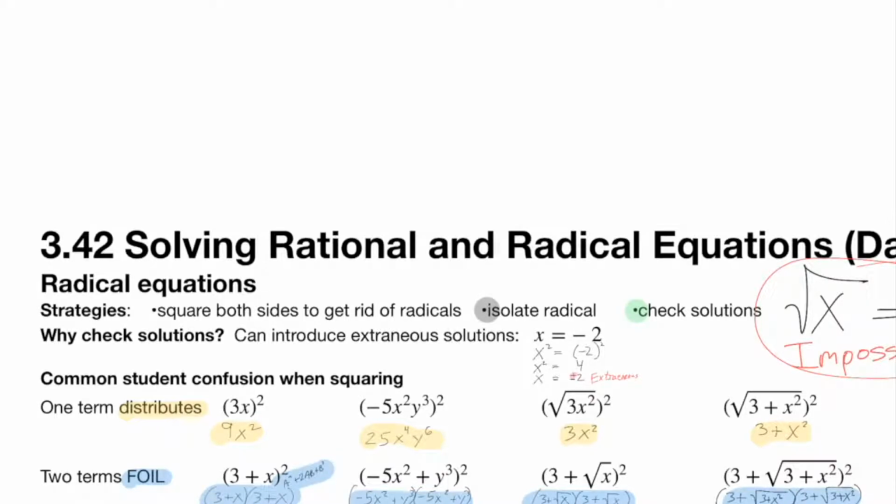My amazing mathletes, this is section 3.4, day 2, solving rational and radical equations. Yesterday we did the rational, today we're going to do the radical. So radical equations are equations that have these square roots.